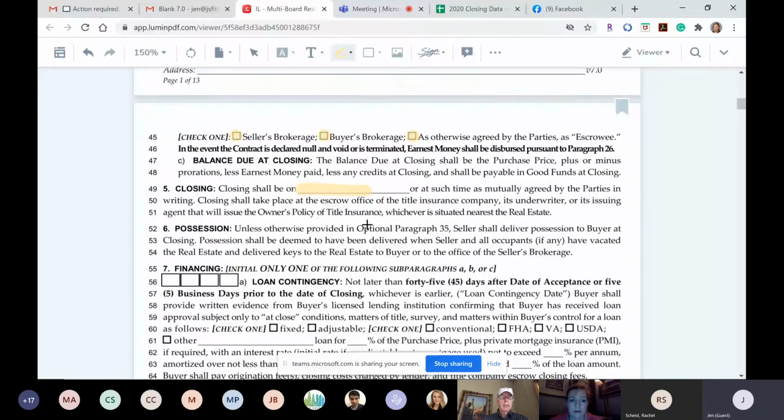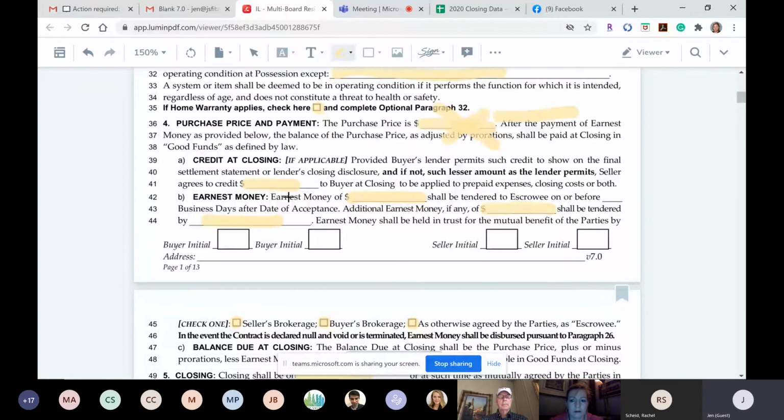Okay, the earnest money. Let me go back to it. Okay, so earnest money. This first one is just the money that you're handing in with the contract. We mean business. It's usually $1,000. Tender to the escrowee on or before, usually 0. So sometimes it's 1 day, but it's usually given on the same day that you're tendering this offer. So the first earnest money check goes with the offer.